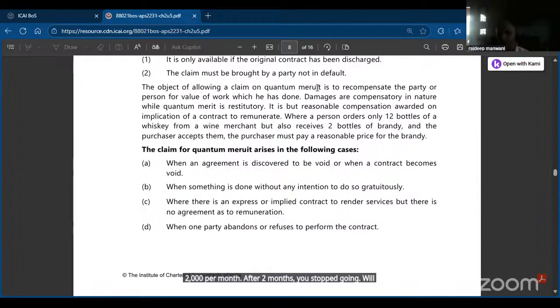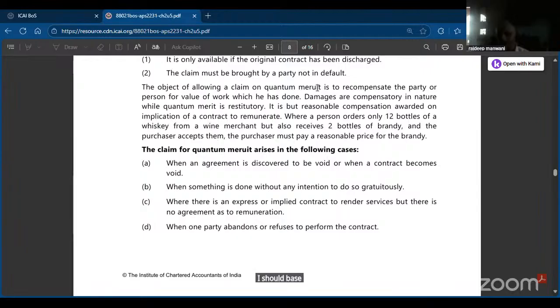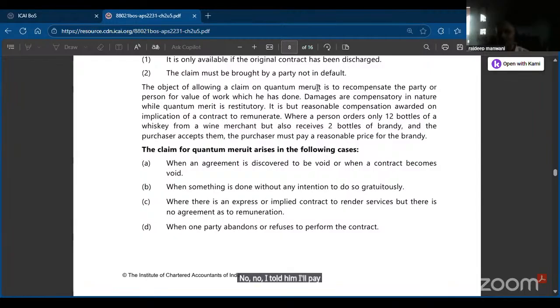Will you not pay that statistics fellow? I should pay, sir. You should pay, no? You can pay for part performance, how much ever part performance. Because you abandoned or refused to perform, I told him I'll pay 20,000 for the whole year. Now I learned only 2 months. So why should I pay? No. You have to pay for how much ever services you have enjoyed.